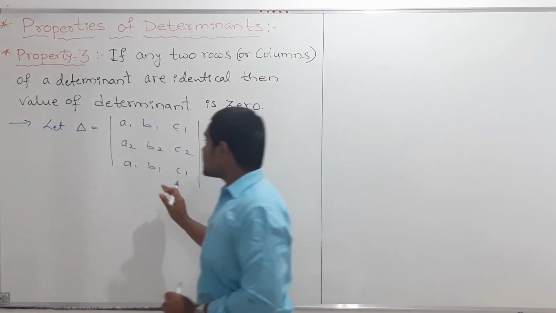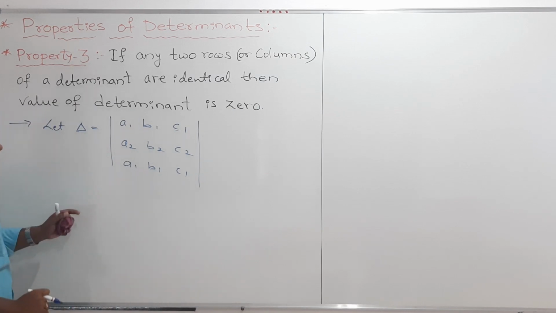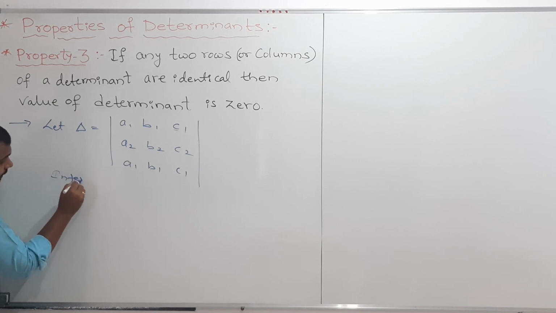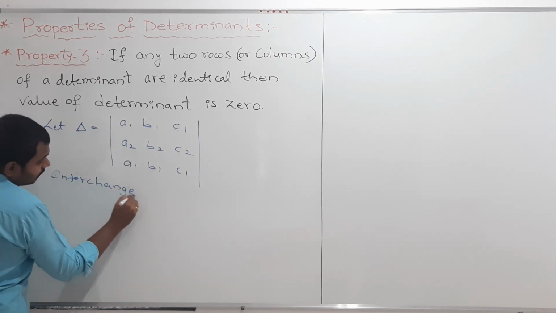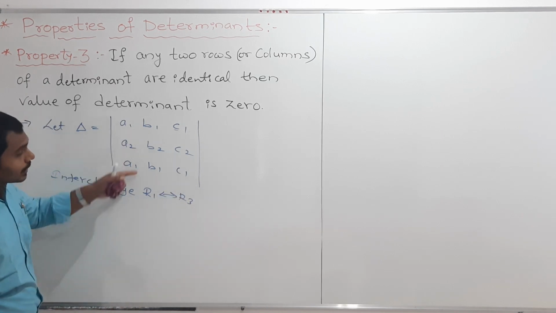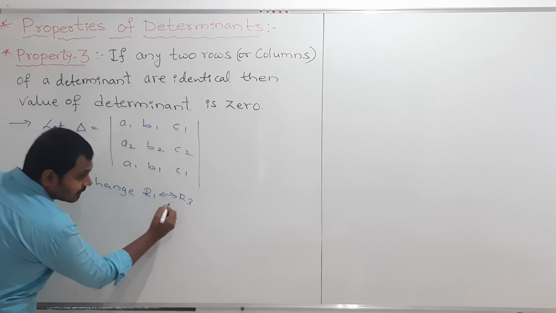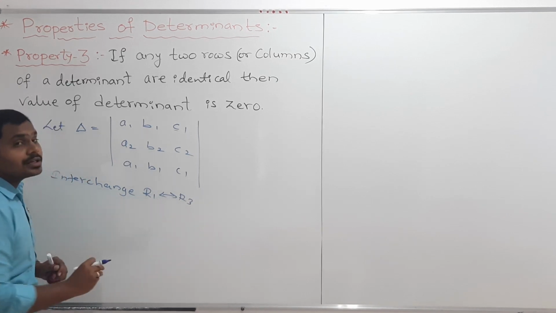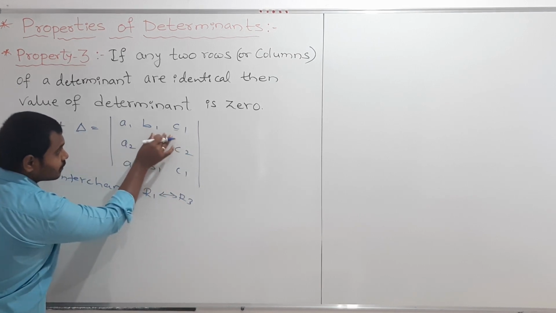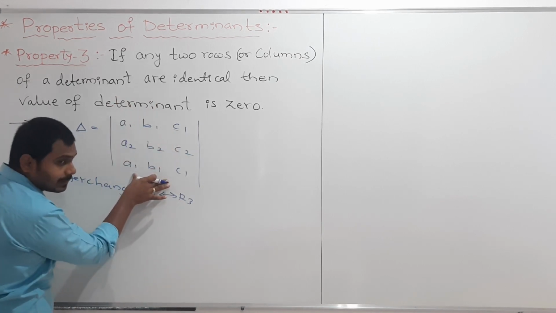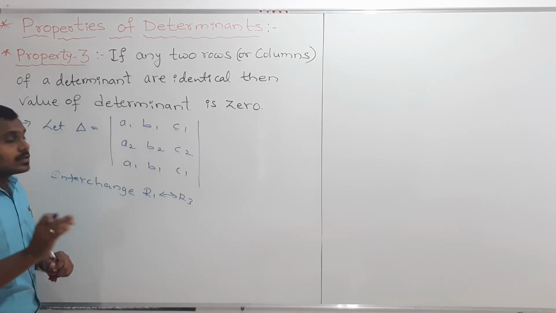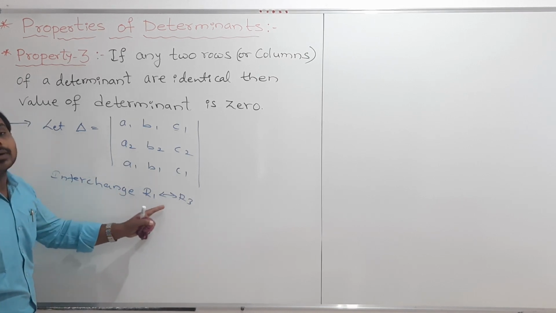Now, here what I do is I interchange row 1 and row 3. Symbolically we will write it like this. Interchanging row 1 and row 3 means that in place of row 1, whatever elements we have, we should write them in the row 3 place, and in the row 3 place, whatever elements we have, we should write in place of row 1. That we can call interchanging row 1 and row 3.